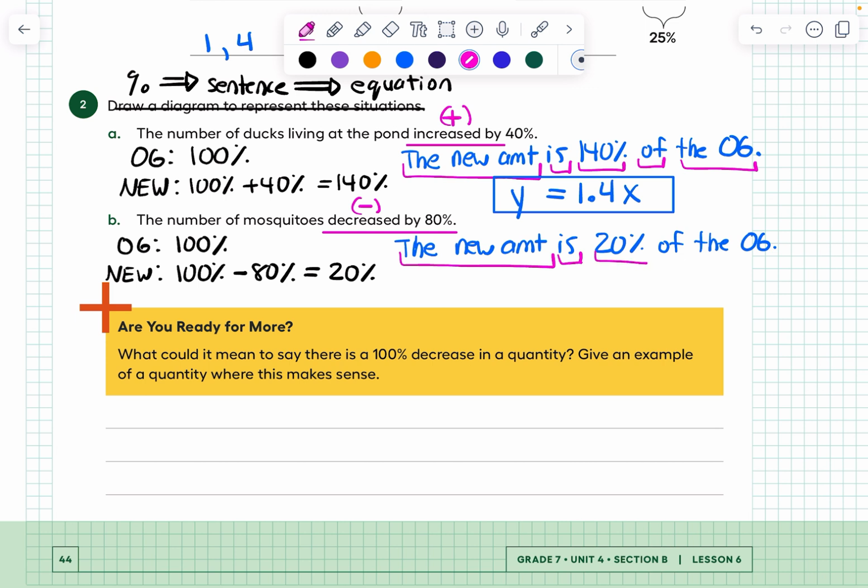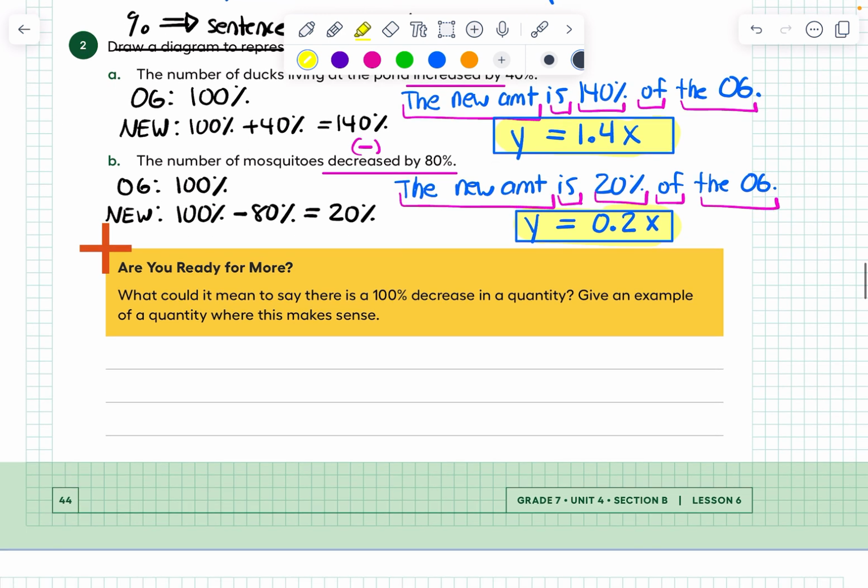Okay, we've got to break it down. The new amount, we use the y to represent the new amount. Is means equals, 20% as a decimal is 0.2, and of the OG means times x. So this is the equation. I'm telling you, this is gold. This is going to make you wonderful mathematicians. You're going to definitely use this in 8th grade and in high school.